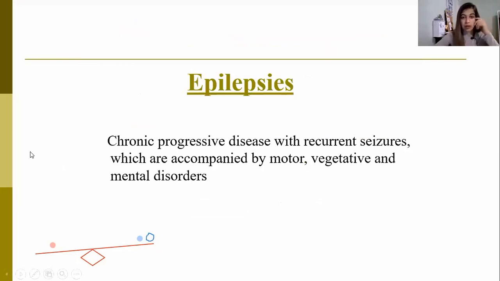So now we will go to the next disease, epilepsy. Epilepsy, this is an interesting chronic progressive disease with recurrent seizures, which are accompanied by motor, vegetative, and mental disorders. Actually, we don't know why epilepsy happens, but we have a theory. We have a theory which tells us that in the brain there is a group, like an area, of pathological neurons. What is pathological about those neurons? They have pathologically high permeability.